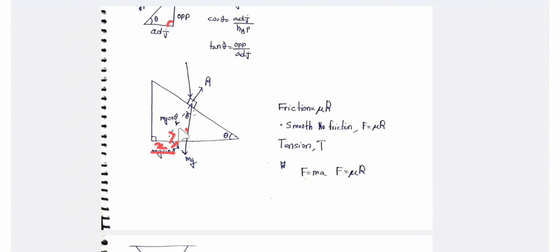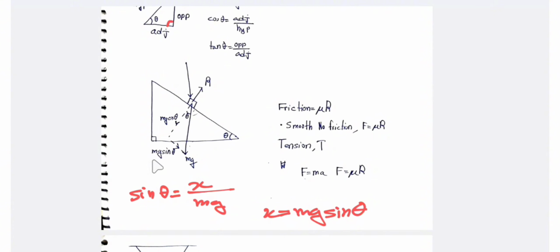So sin theta is equal to opposite by hypotenuse, so sin theta is equal to x over the hypotenuse, which is mg. So what is x? x is equal to mg sin theta. So this side is mg sin theta, and the direction of this force is like this.